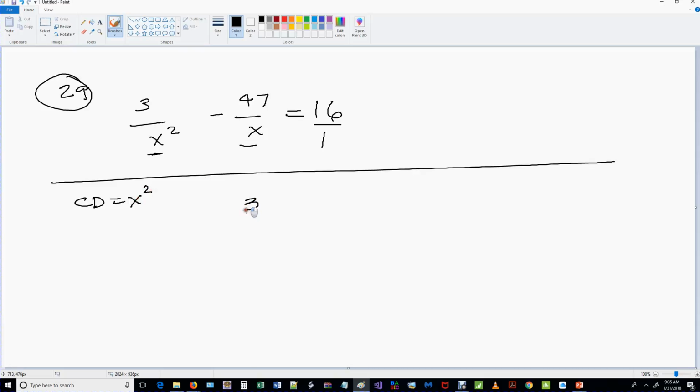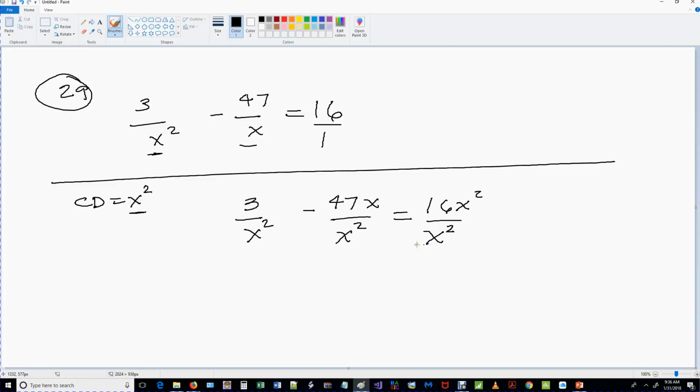The first fraction is 3 over x squared. That's the same. The second fraction is minus 47 over x. But you need to have x squared on the denominator, so you multiply by x, which gives you x squared. But if you do that on the denominator, you have to multiply by x in the numerator. And the same thing with the right hand side. On top you have 16, on the bottom you have 1, but you need to multiply by x squared because x squared is the common denominator, right? But if you multiply x squared on the bottom, you have to multiply x squared on top.